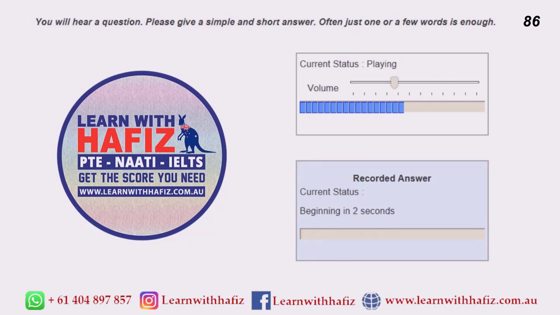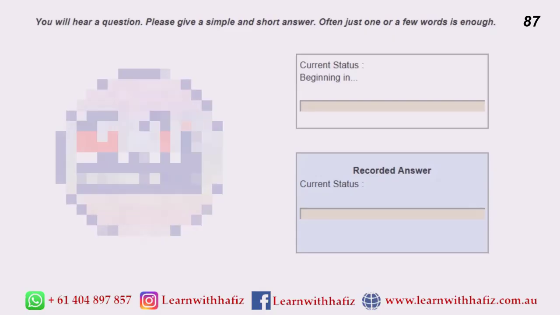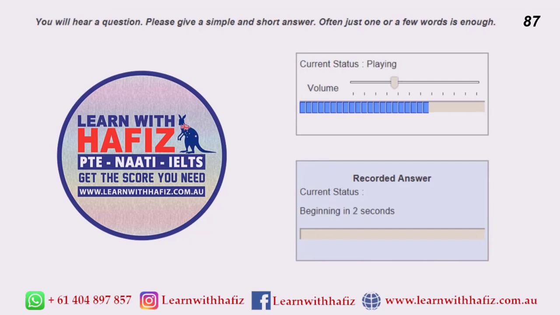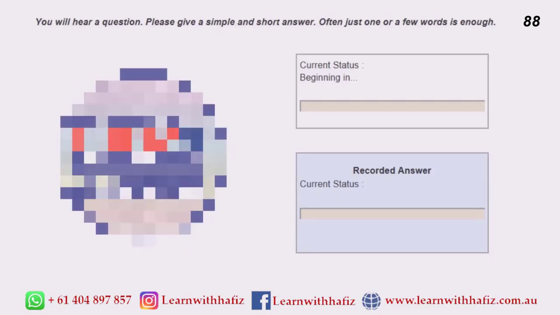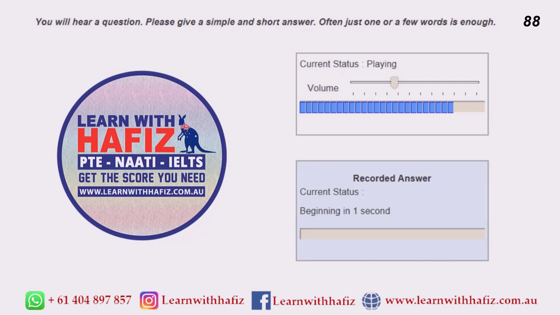What can bring astronauts to space? Correct answer is. How do you call someone who likes to drink heavily every day? Correct answer is. What term is used for the amount of money we owe, asset or debt?